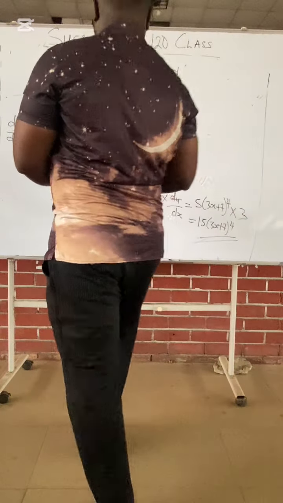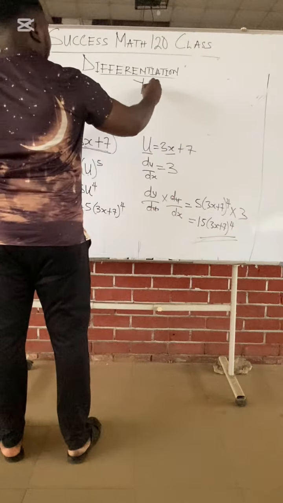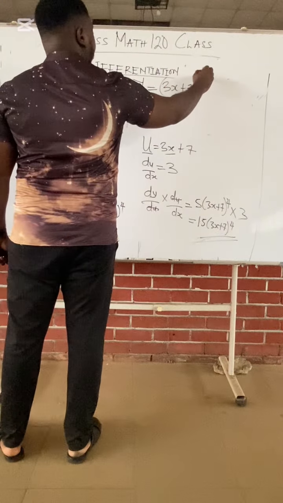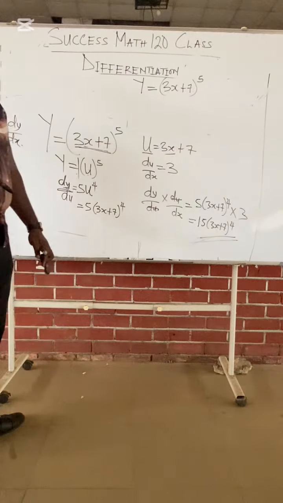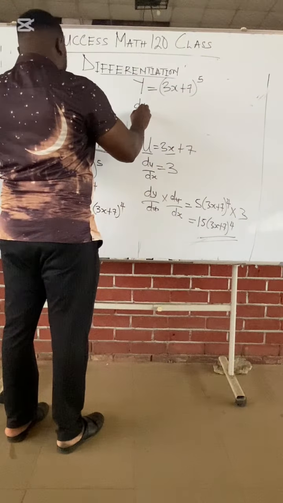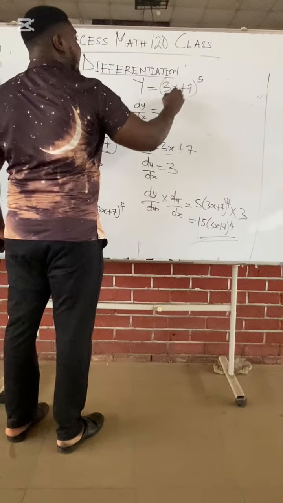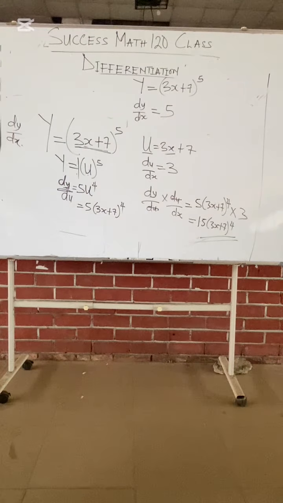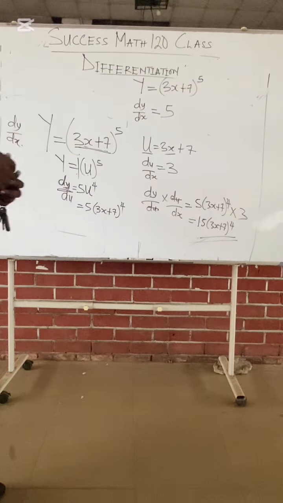Step 1, bring down the power. Who is the power? 5. The power is what? 5. Shortcut steps for chain rule. Step 1, bring down the power.